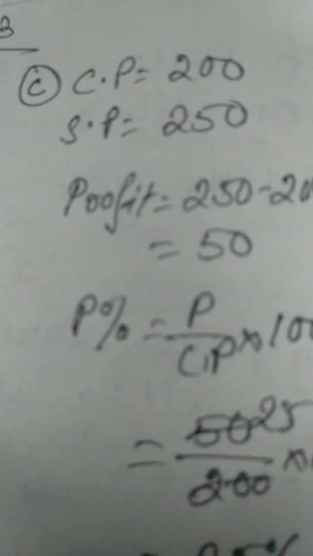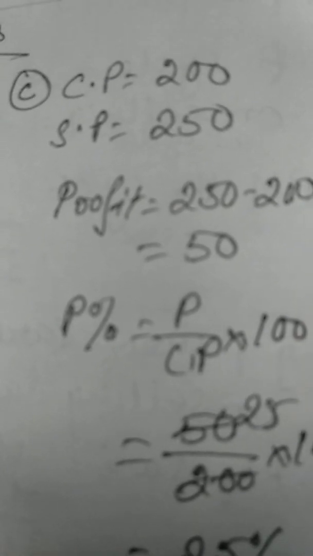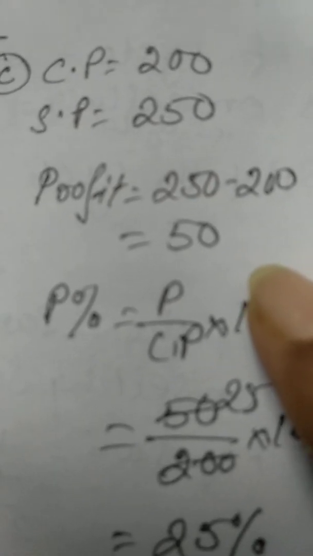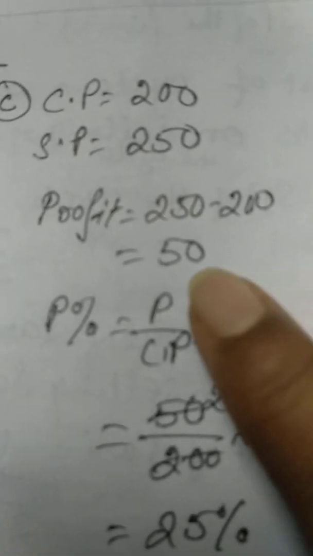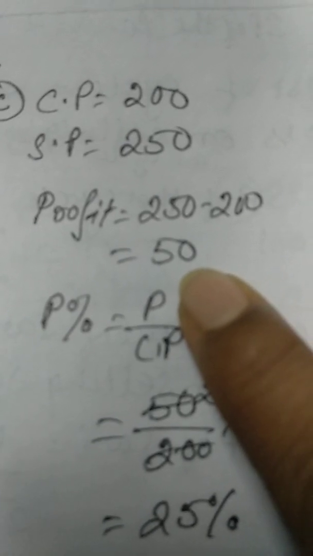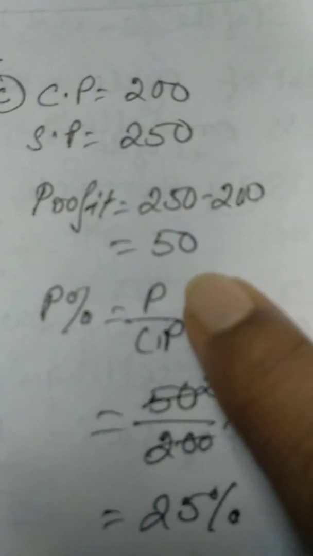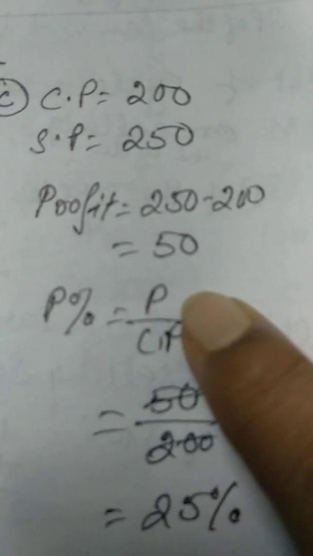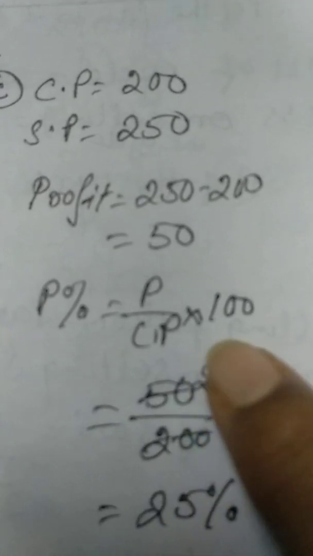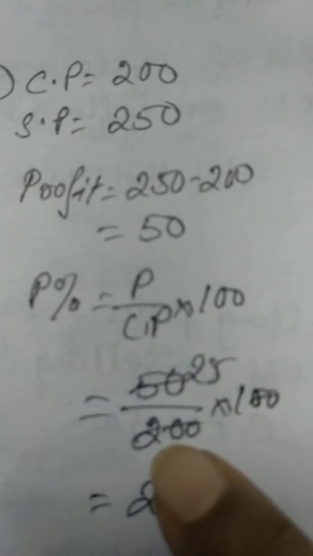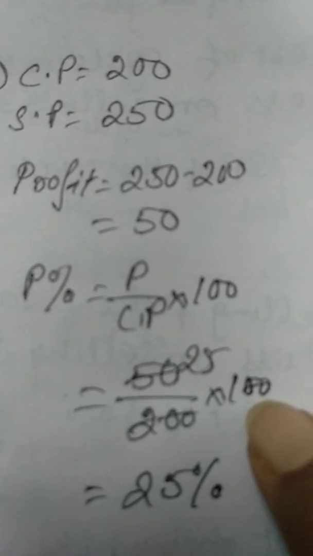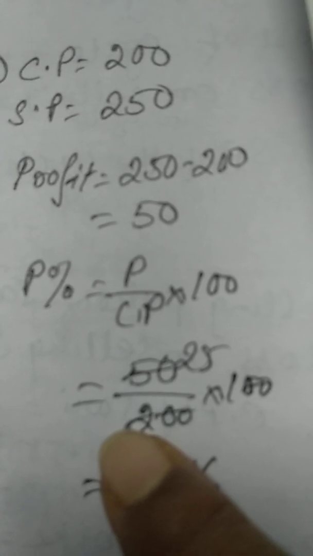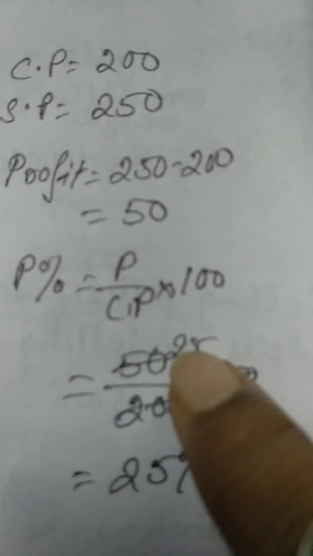Next one is C. A cricket bat costs 200 and SP is 250. Now, if the SP is bigger, that means it's a profit. So profit is 50 rupees. Now, again the formula is the amount of profit, that is 50, by CP, that means 200, into 100. So if I cut 0 and 0, what will I get? 2 is left. So I will cut this 2 and I will get 25. It is 25%.